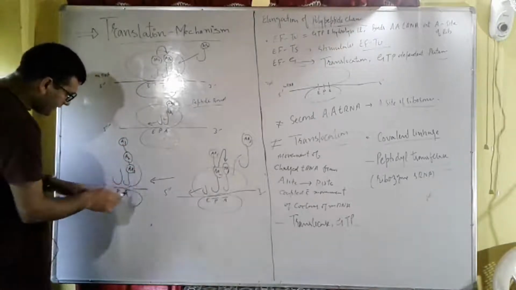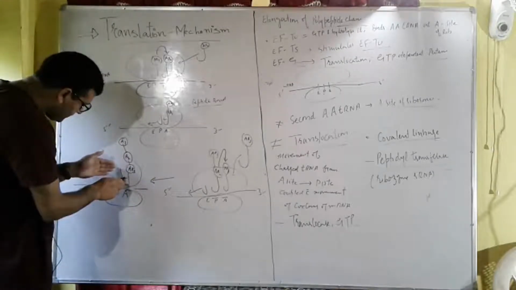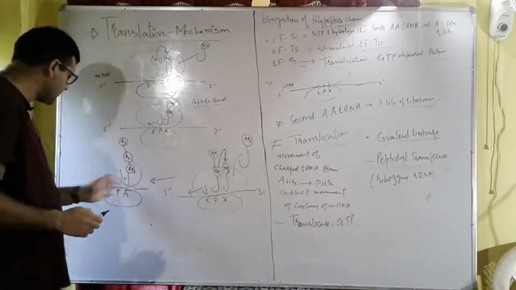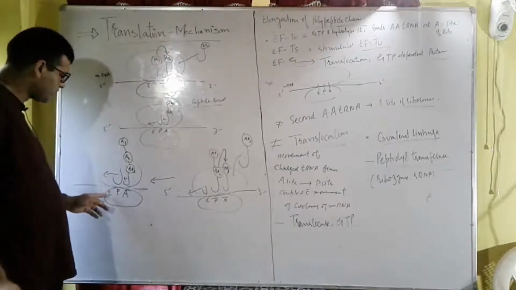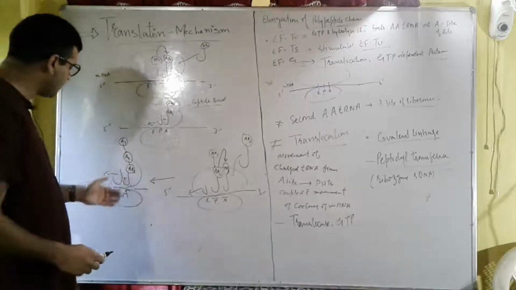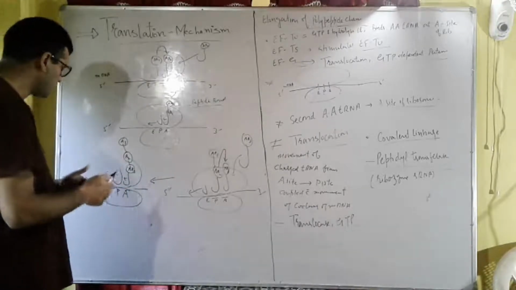So again this tRNA will get shifted to the P site, and the tRNA at the P site will get shifted to the E site and will slip away. In this way the translation process grows.